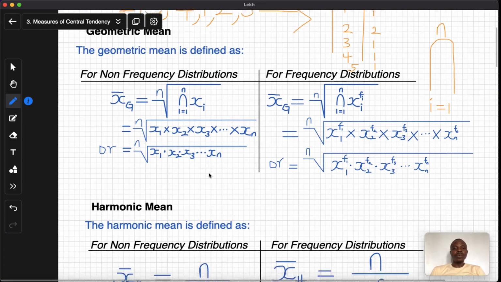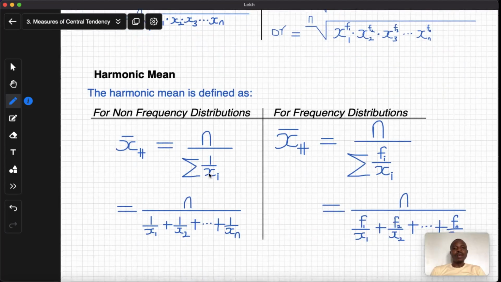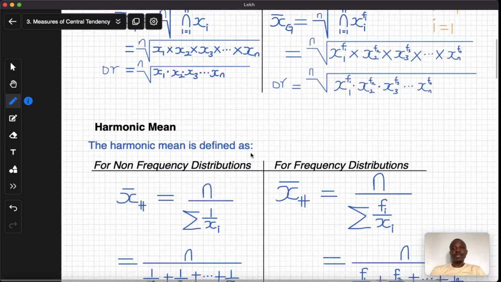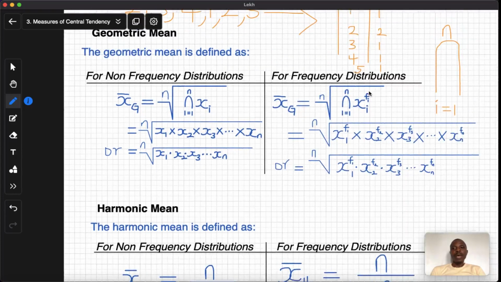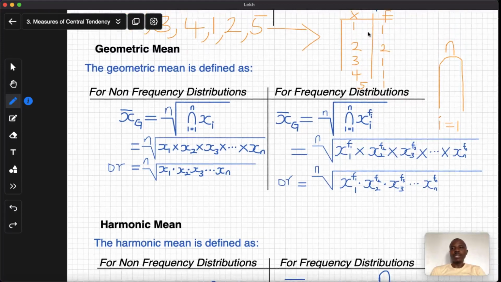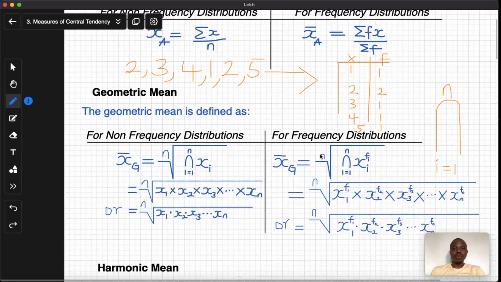All right, so we go on. For the geometric mean, please note that we are raising each observation to the number of times it appears. So for instance, 1 raised to the power of 1, 2 raised to the power of 2, 3 raised to the power of 1, 4 raised to the power of 1, 5 raised to the power of 1. So you do 1 raised to the power of 1, multiply by 2 raised to the power of 2, multiply by 3 raised to the power of 1, and so on and so forth until you are done.